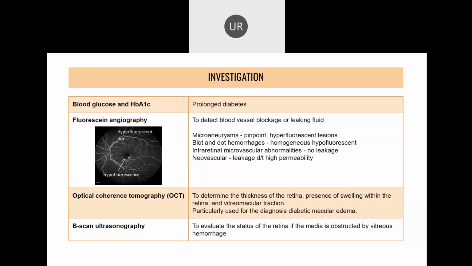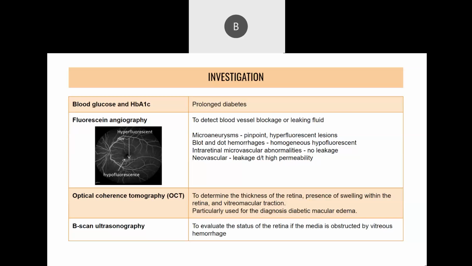So I will continue with the investigation and management. For investigation, we can order the blood glucose and HbA1c test because we know that diabetic retinopathy will develop after prolonged diabetes. And then the second one is the fluorescein angiography. This test can show any abnormalities within the blood vessel. So the microaneurysm will appear as a pinpoint and hyperfluorescent lesion. And then the blot and dot hemorrhage can be distinguished from the microaneurysm as it appears hypofluorescent.